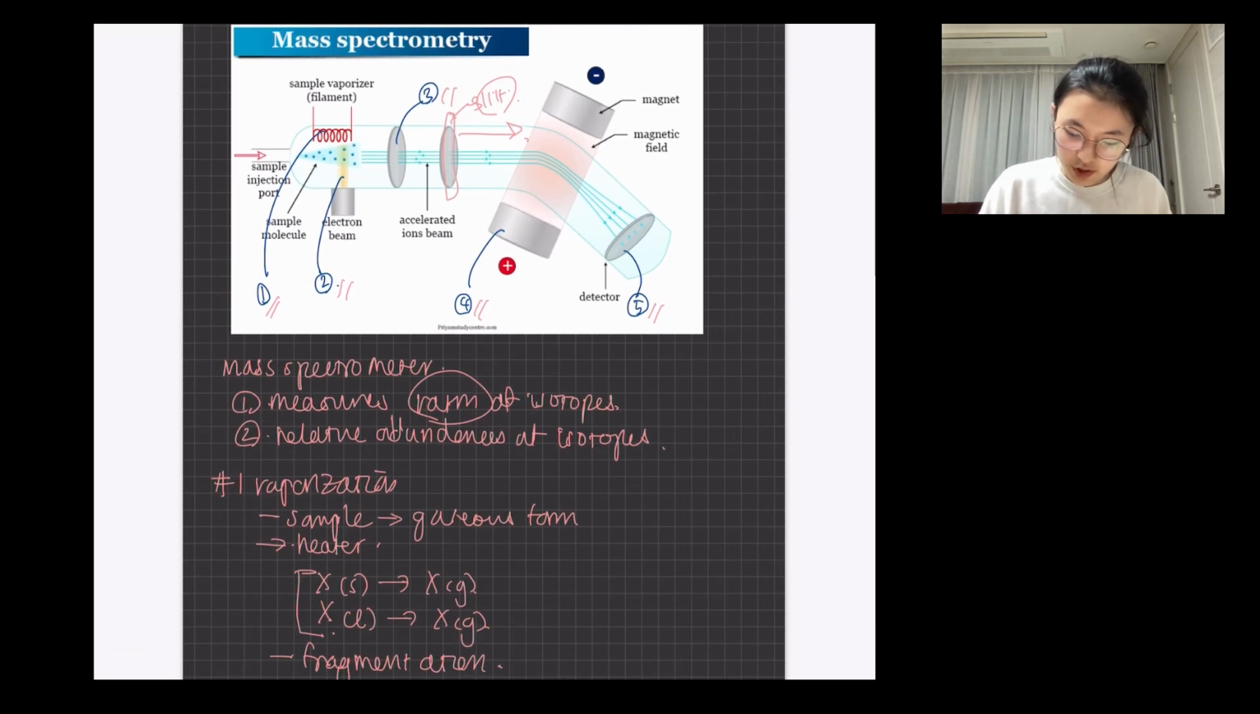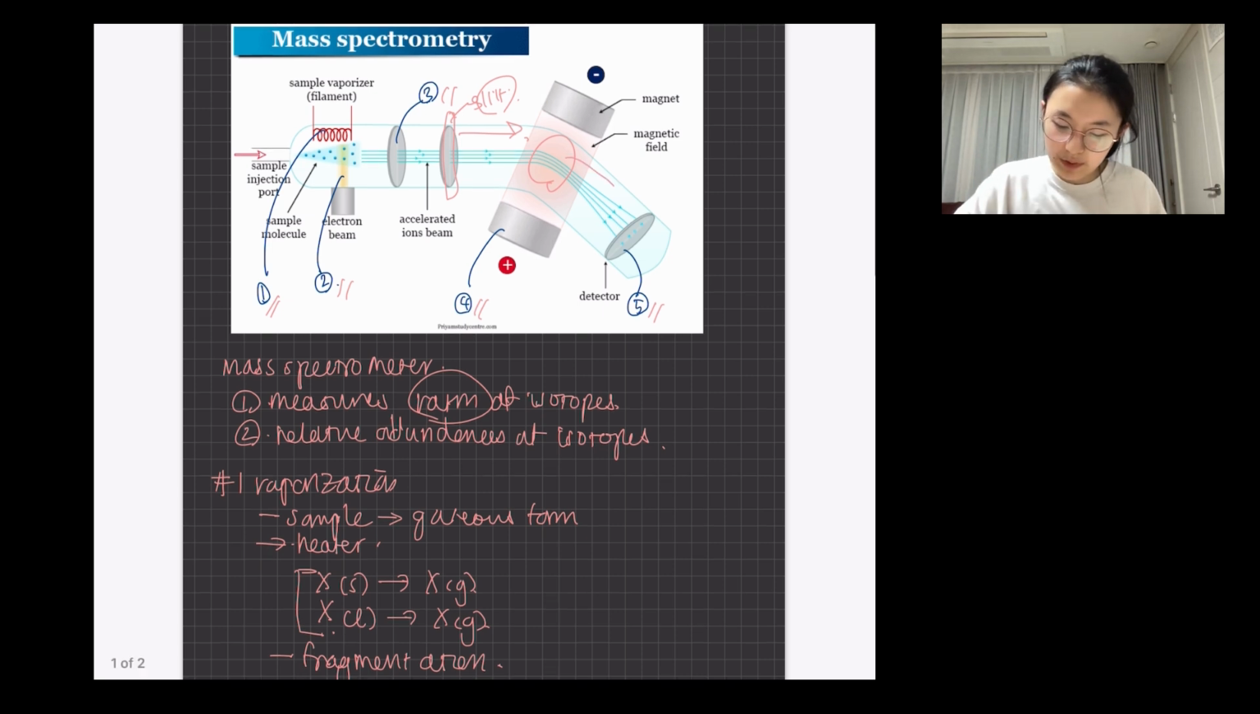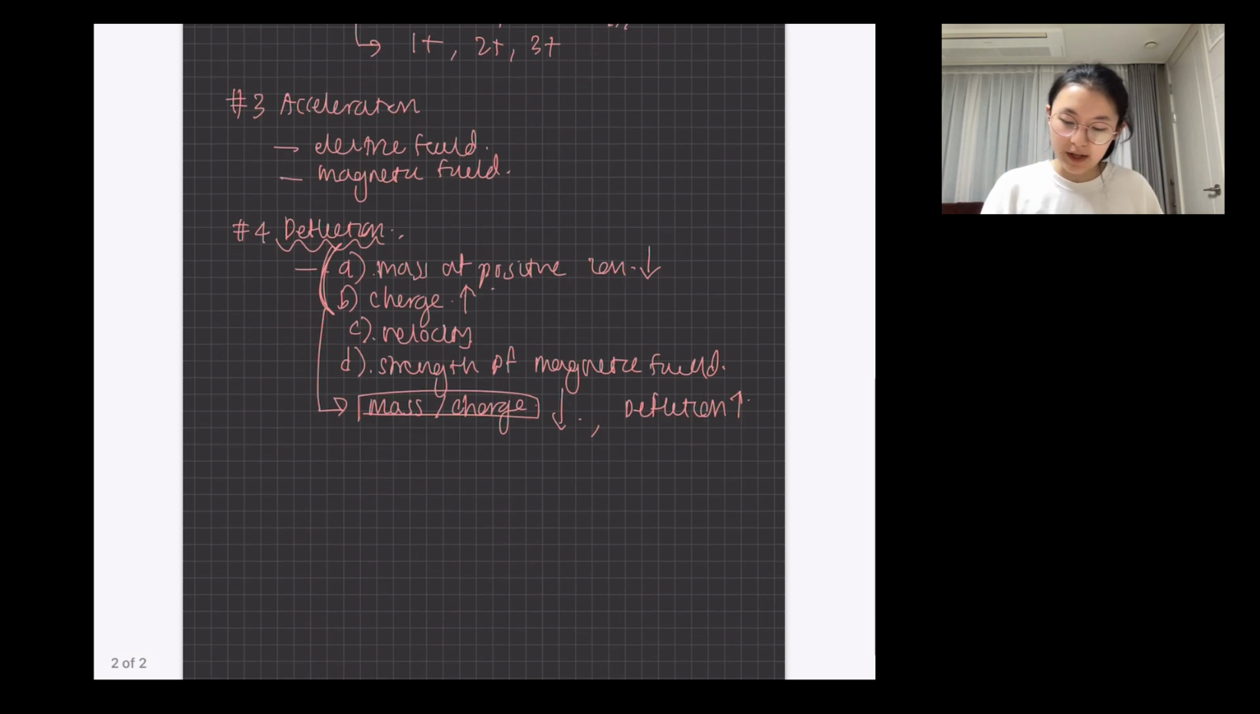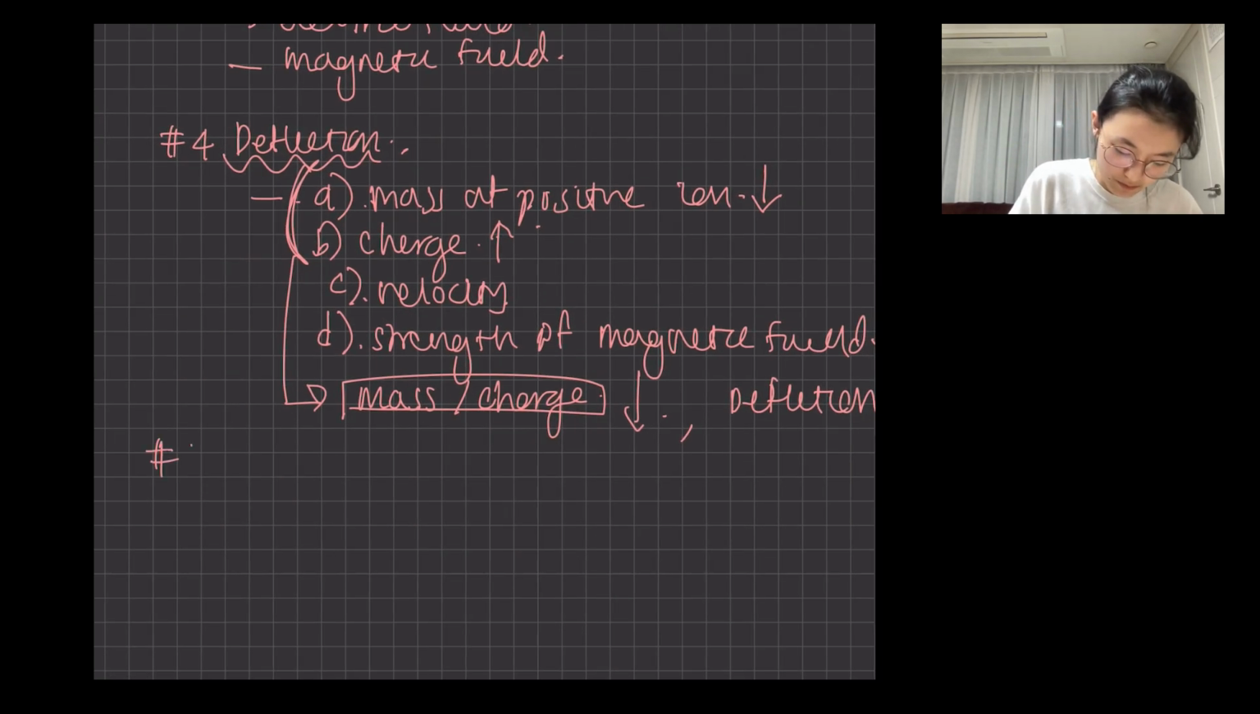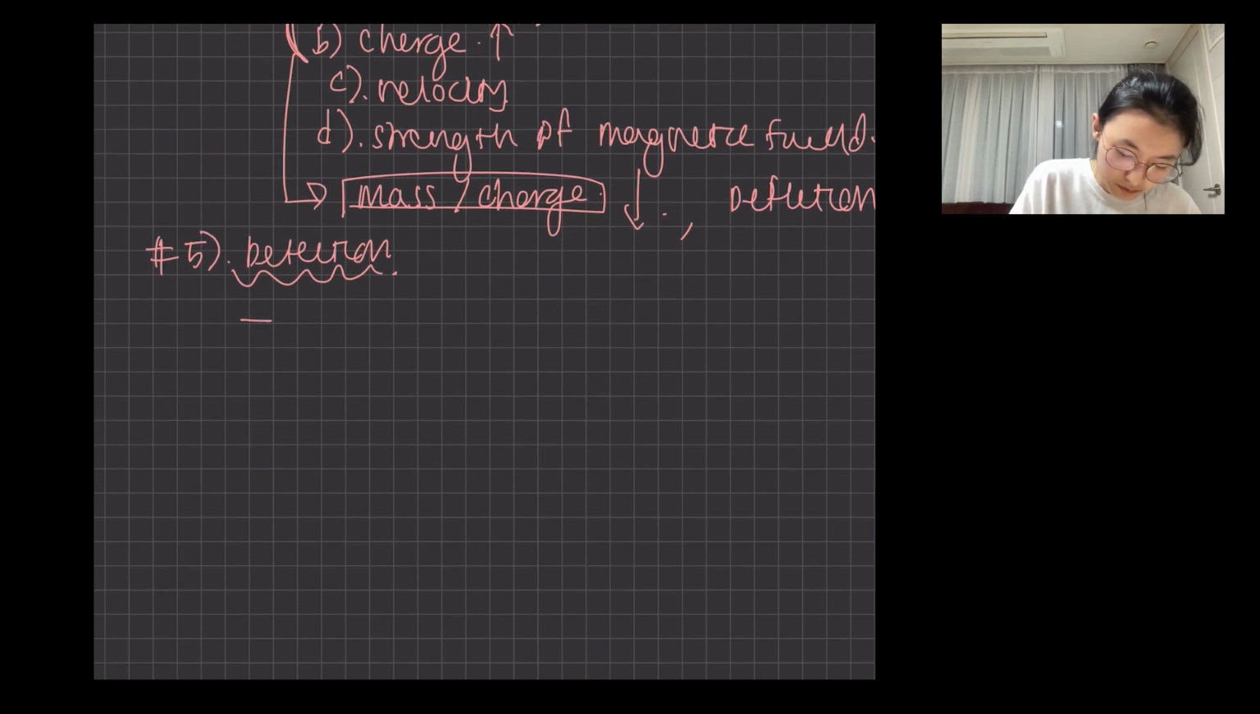Lastly, we have the stage detection. All of these ions are going to be deflected in the magnetic field and then be detected by the detector. And these ions are going to be read by the ion current detector.